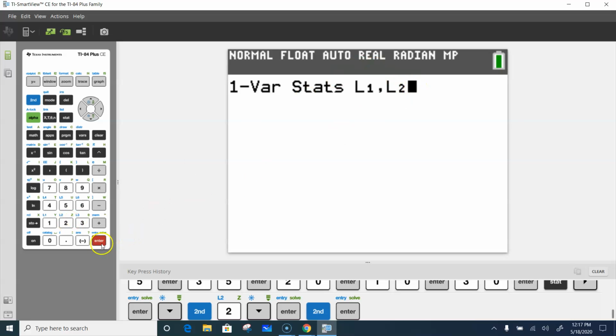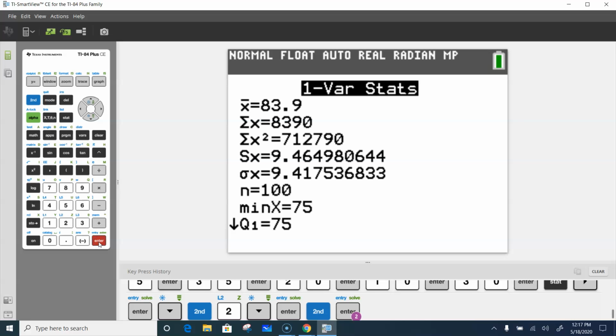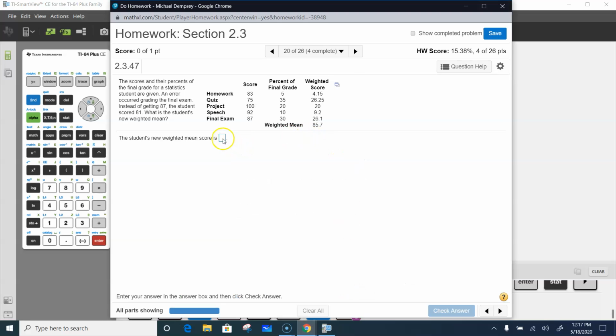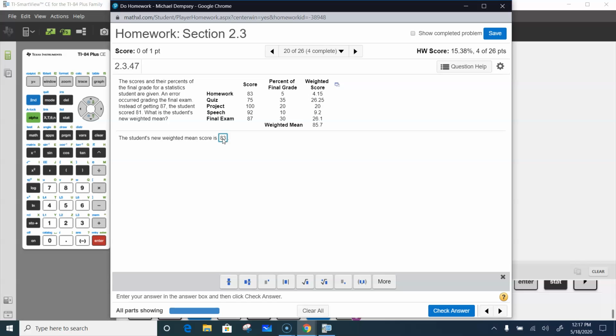And this will tell the calculator, like, look, my numbers are in L1, but I want you to weight them according to L2. So what would that new average be? It's going to be an average of 83.9. Okay? Originally it was 85.7, and that seems reasonable. If this 87 changed to an 81, the overall average ought to go down.